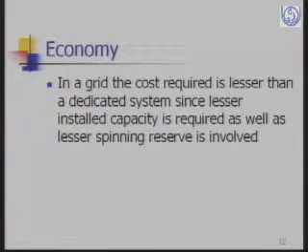Economy. In a grid, the cost required is lesser than a dedicated system, since lesser installed capacity is required as well as lesser spinning reserve is involved. If we were to have installed capacity for each group of loads separately, then the additional capacity required would be much larger than if we have an interconnected system and we can use the capacity available at other generating stations for feeding the load. Similarly, we require lesser spinning reserve if we have an interconnected grid system.